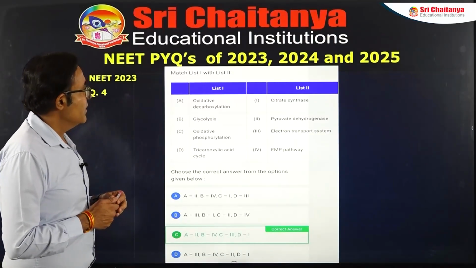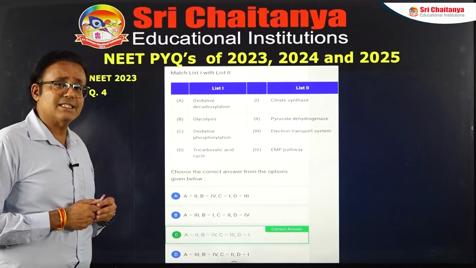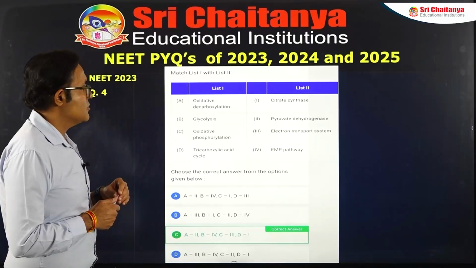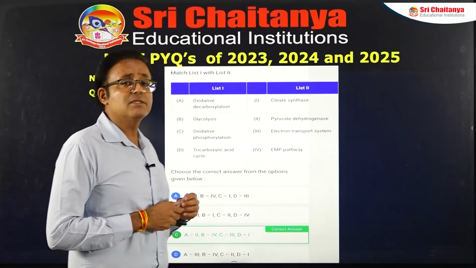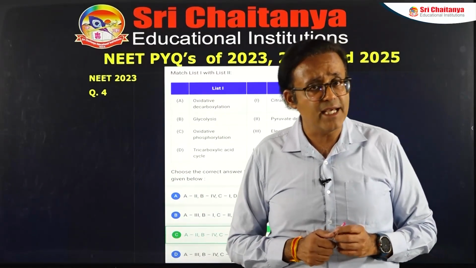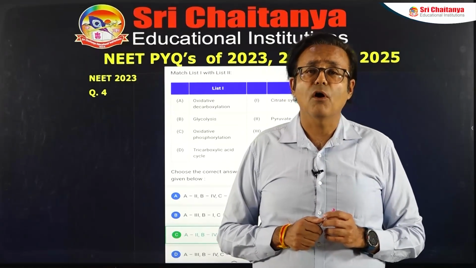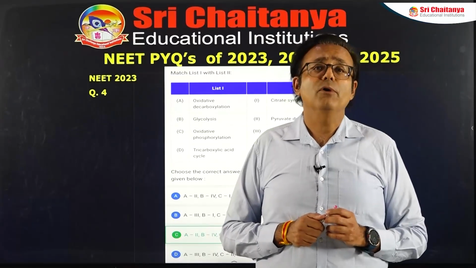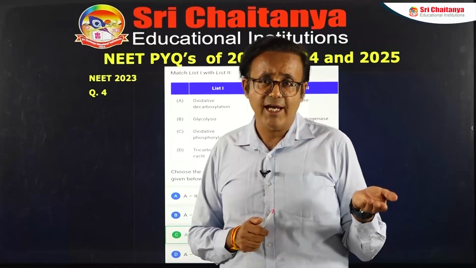So this was another question, a match the column. As you can see, they have asked to match the enzymes with respect to the process they are involved in: oxidative decarboxylation, glycolysis, oxidative phosphorylation, tricarboxylic acid. That means you have to remember another thing from this chapter: they are going to ask the names of the enzymes also. Not all enzymes are important here. The names of enzymes that are given in NCERT are going to be very, very important. So you have to learn by heart the names of the enzymes also, with respect to the type of reaction they catalyze.